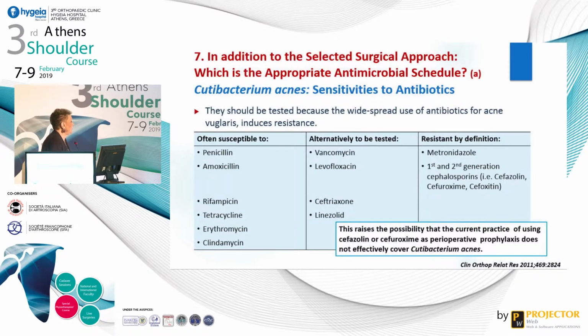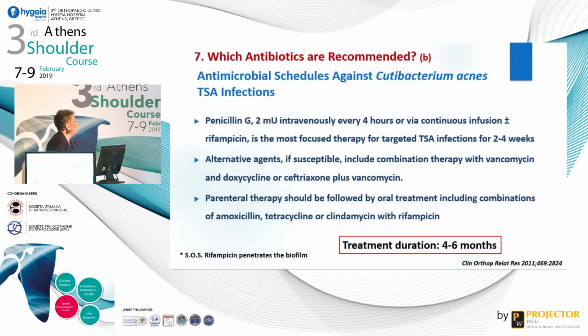Amoxicillin, rifampicin, very important because it gets through the biofilm, tetracycline, erythromycin, clindamycin, alternatively vanco, levo, ceftriaxone, linezolid, but resistant by definition, although it is an anaerobic strain, to metronidazole, first and second generation cephalosporins. Therefore, you do not have to use cefazolin or cefuroxime or any first and second generation cephalosporin as perioperative prophylaxis in shoulder surgery. Please, this is a very important point.